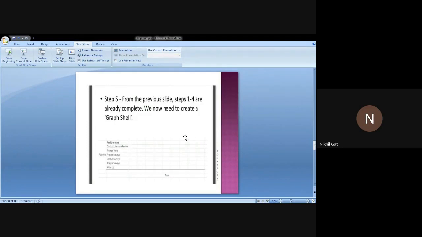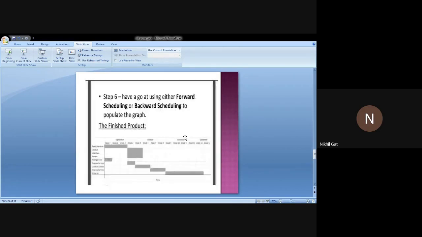The left hand side is given to activities: read literature, conduct literature review, arrange a visit, prepare surveys, and on the y-axis we have to give the time and period. And this is step number 6. We have to use either forward scheduling or backward scheduling to finish the product, and this is the final product after creating a Gantt chart.